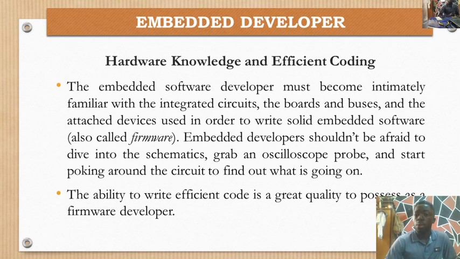So an embedded developer must be efficient in coding. And when we talk about coding, we mean programming. The ability to write efficient code is a great quality to possess as a firmware developer. You must be good in a particular programming language. Let's say, for example, you must be good in C++, or languages like C, Python, or any other language used in programming hardware. You can go to Google and learn more.